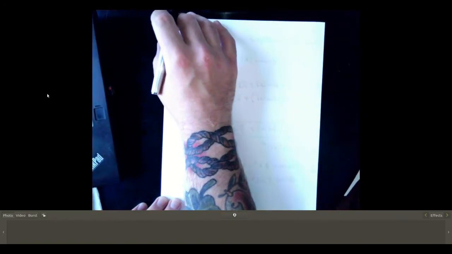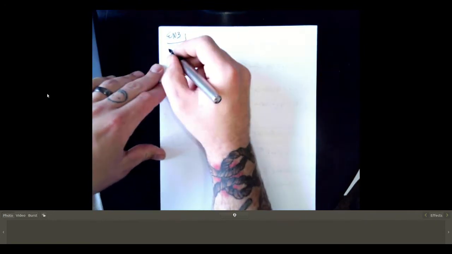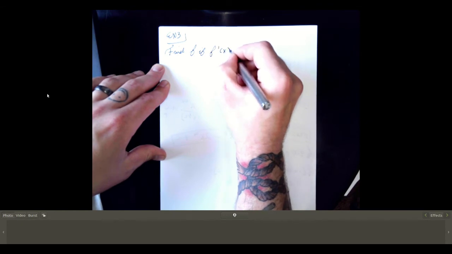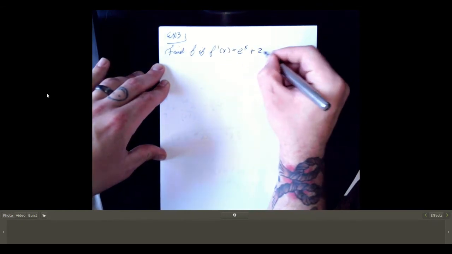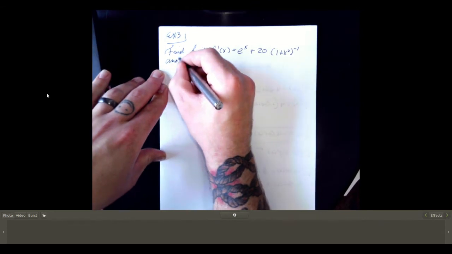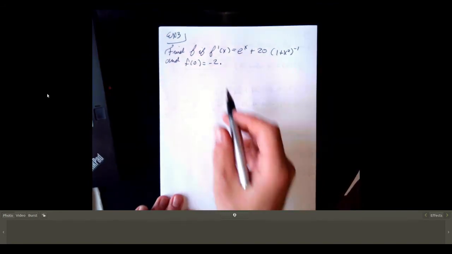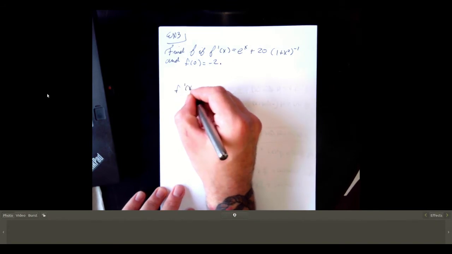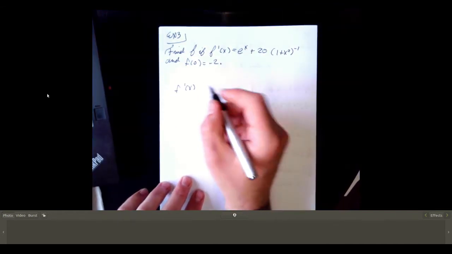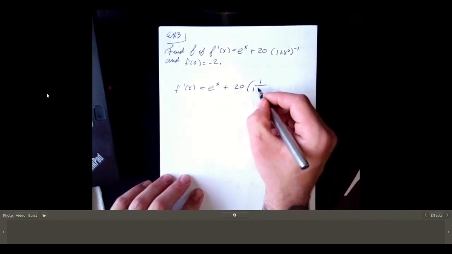So we're going to do something new in this problem. First off, example 3, we want to find lowercase f if f prime of x is equal to e to the x plus 20 times 1 plus x squared to the negative 1, and f of 0 is equal to negative 2. Okay, so we have this function. We have f prime of x, and once again my print and my cursive is the same thing. My lowercase and my capital would be different. F prime of x is equal to e to the x plus 20 times 1 over 1 plus x squared.